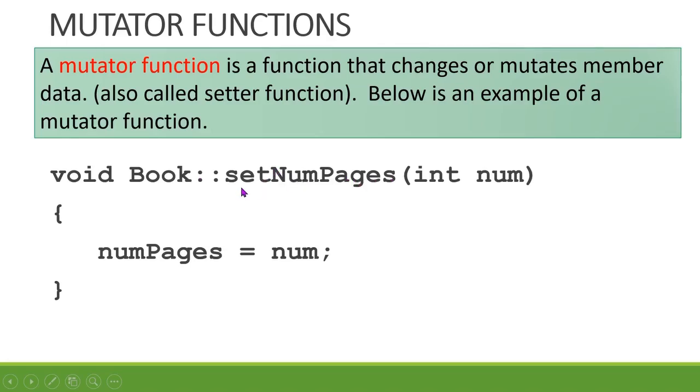A setter function is always going to start with the word set, and then have the name of the attribute using camel case. Of course, we're going to say that it belongs to the book class and have our scope resolution operator. So numPages is our attribute, and num is the data that was sent to this function. So this is going to set numPages to whatever was sent to this function.